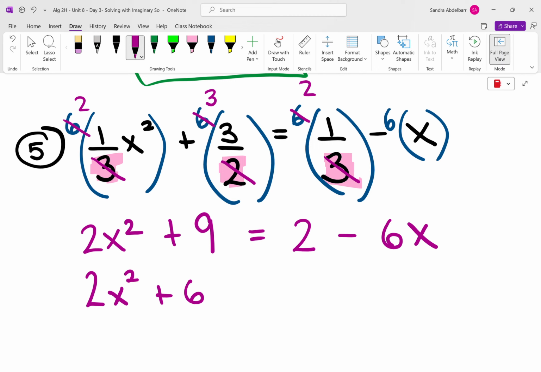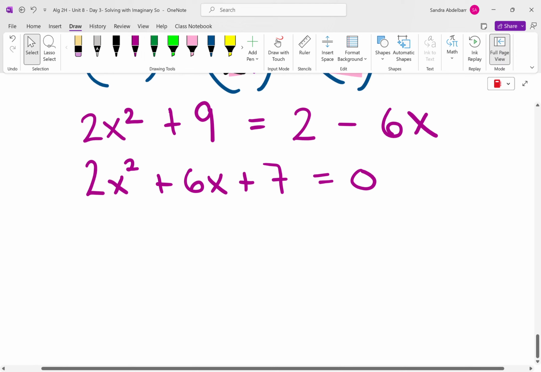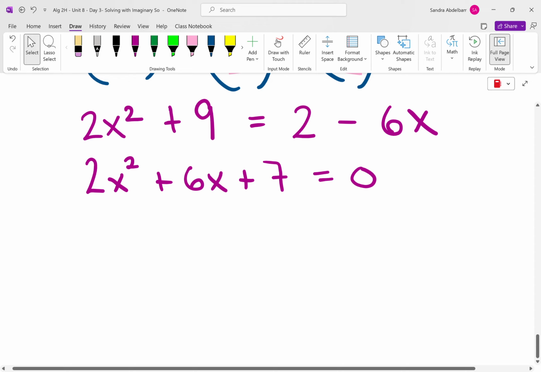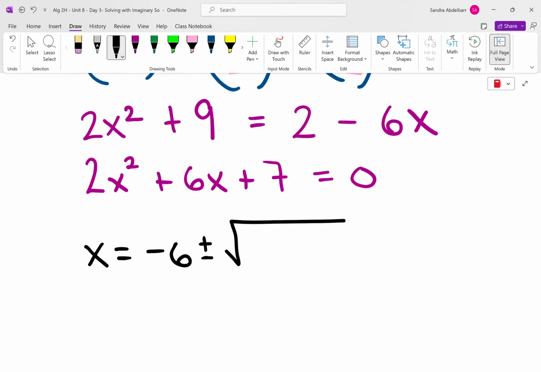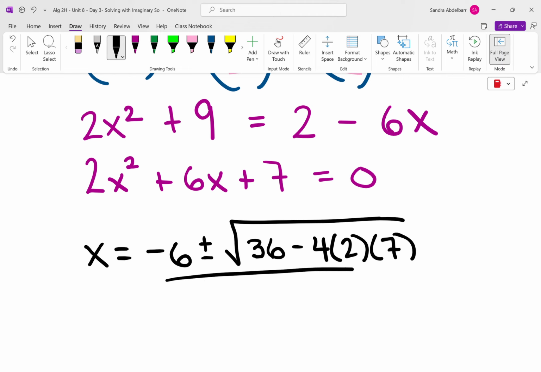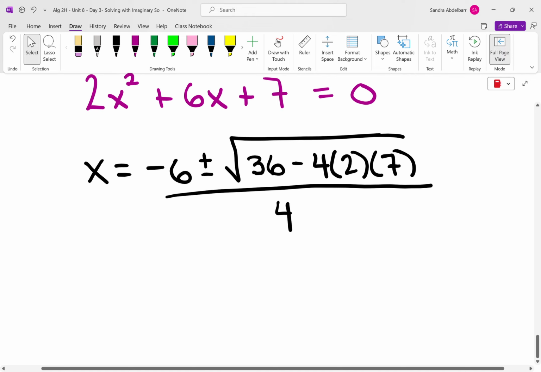Now I'm going to set this equal to 0, so we have 2x squared plus 6x plus 7 equals 0. Obviously, I would have said let's try to factor this, but there's no way to factor this. We won't be able to factor it. So we're going to now use the quadratic. So we're going to have x is equal to negative 6 plus or minus the root of 36 minus 4 times 2 times 7 all over 4.